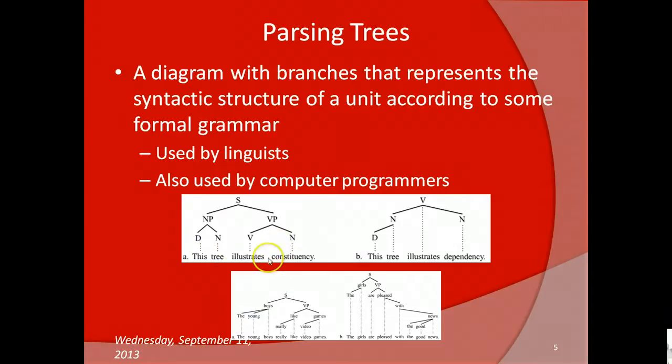We've got the sentence written at the bottom, and then we've got parts of speech, parts of phrases, and then the top level is the sentence itself. So you can kind of see how these work, and it looks like hanging branches.